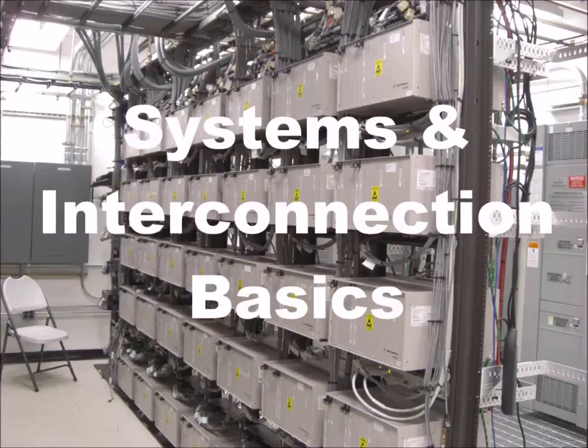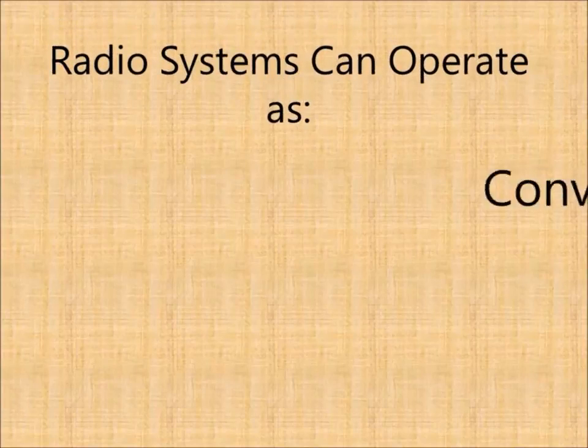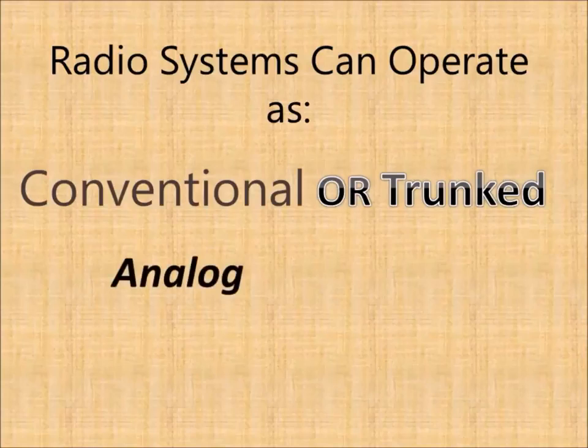Let's review some system and interconnection basics that will help you understand the various interconnections that connect your system or systems. Radio systems can operate in a conventional mode or trunked mode, and they can be analog or digital.